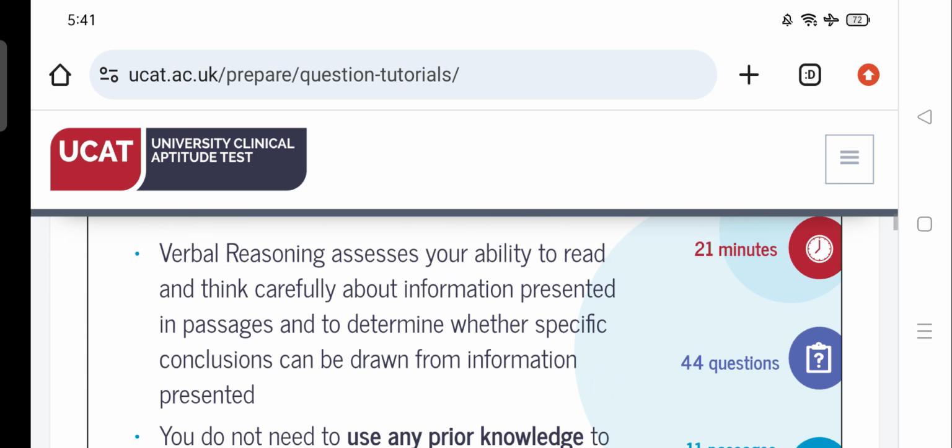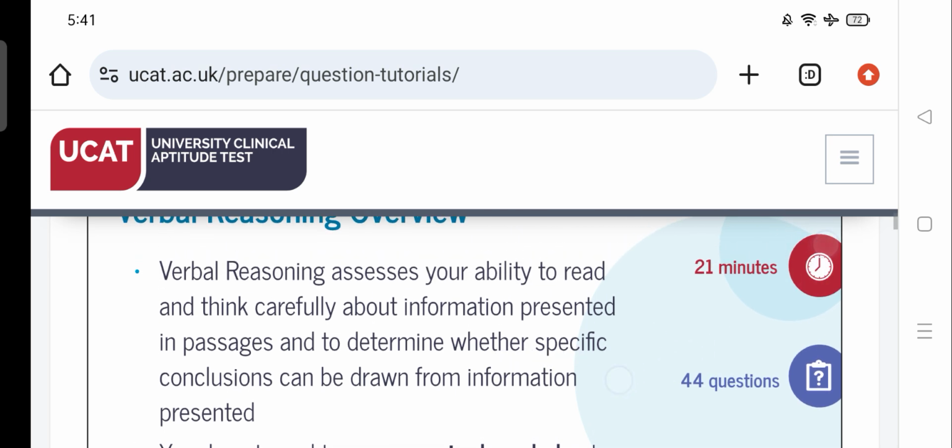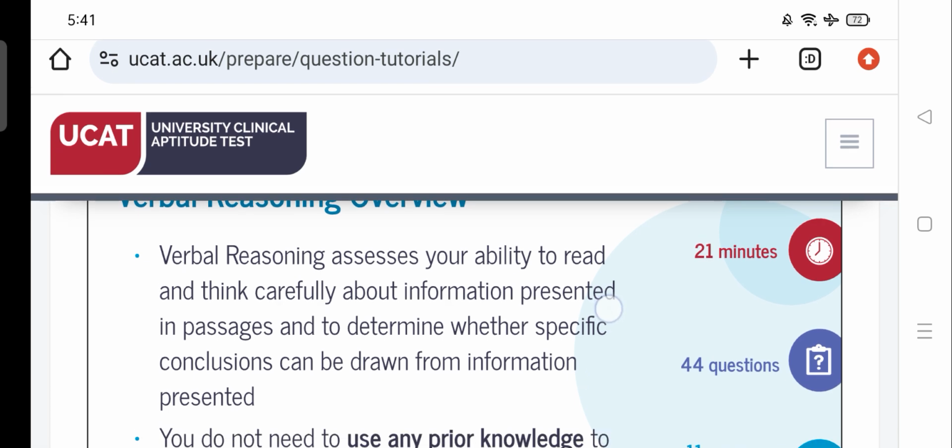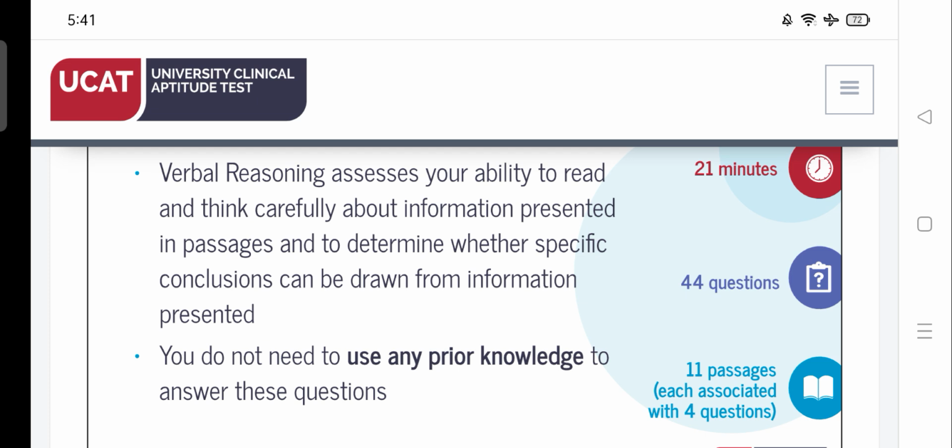Okay, so here we have given that 21 minutes will be given to you for this section. 21 minutes. And 44 questions will be included in this section in the verbal reasoning question. 11 passages, each associated with 4 questions. As you guys know, we have 44 questions and 11 passages. So, one passage for 4 questions.